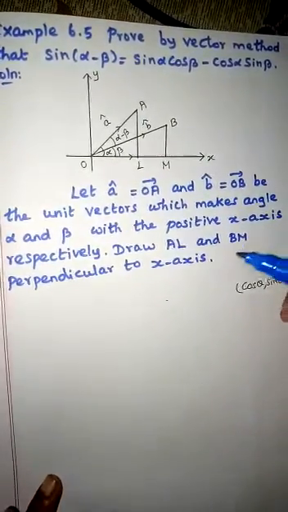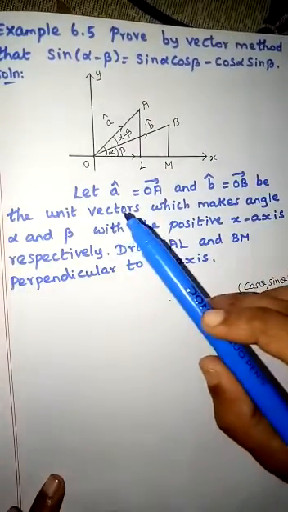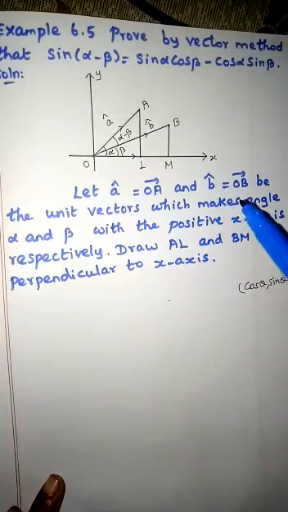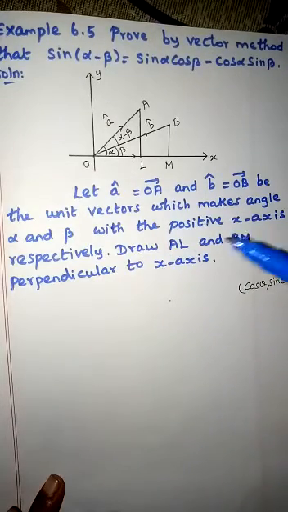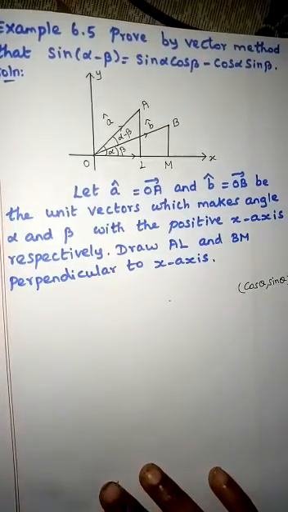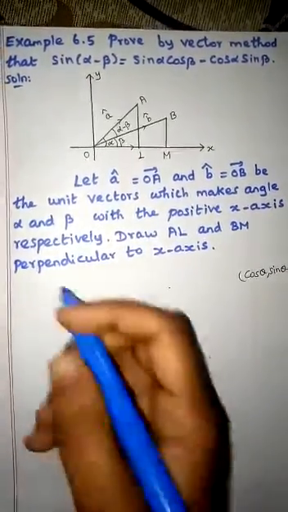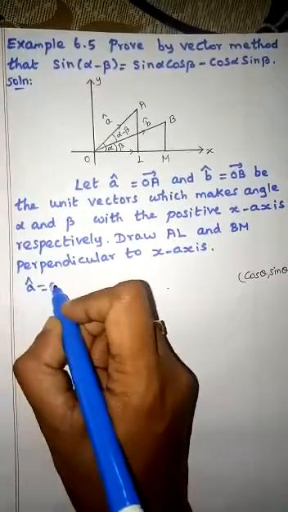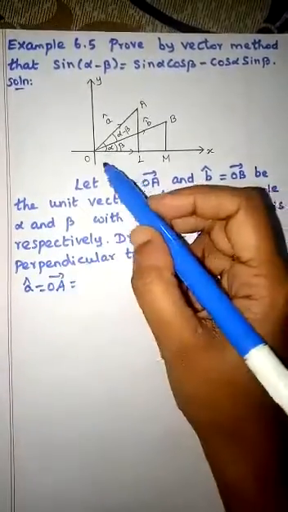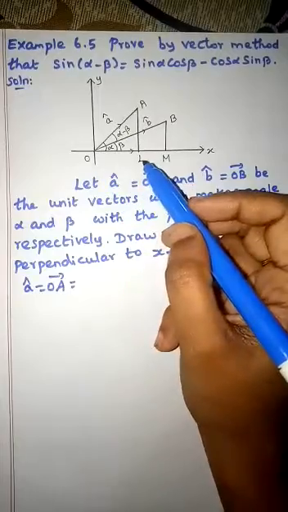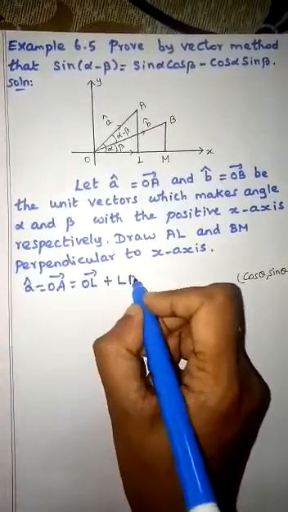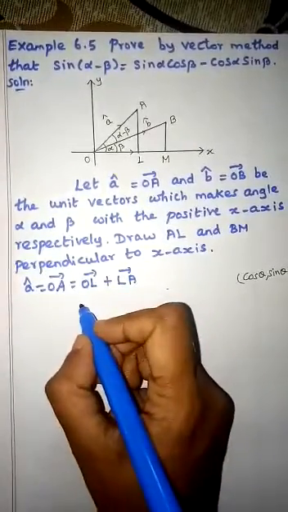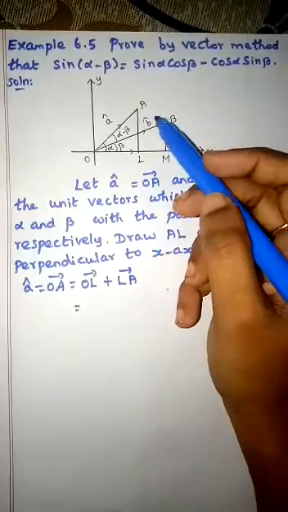So the introduction, how I wrote for the previous sum, I have written the same. Let A cap equal to OA vector and B cap equal to OB vector be the unit vectors which make angles alpha and beta with the positive x-axis respectively, and draw AL, BM perpendicular to x-axis. So now A cap is equal to OA vector, and this OA vector we can write as OL vector plus LA vector.